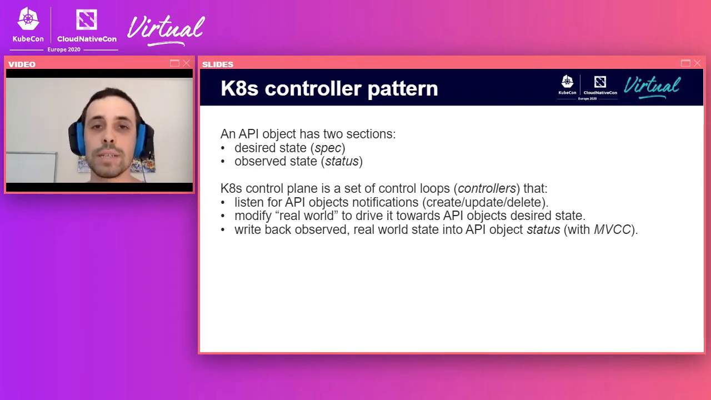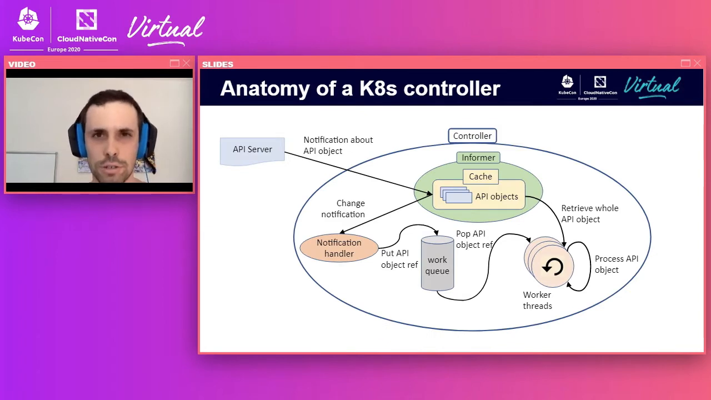And processing typically begins by reading the desired state of the API object, modifying the real state of the real world to drive it towards the desired state, and then writing back the new state of the real world into the status of the API object. And these controllers are not built from scratch, but by using standard building blocks, collectively known as API machinery, and by following a more or less standard design pattern known as the Kubernetes controller pattern.